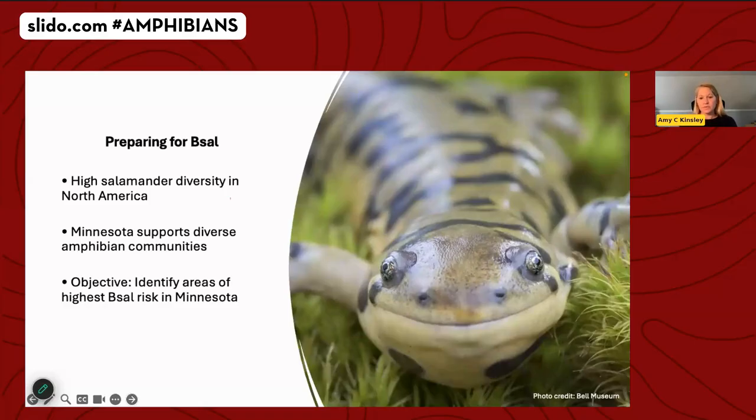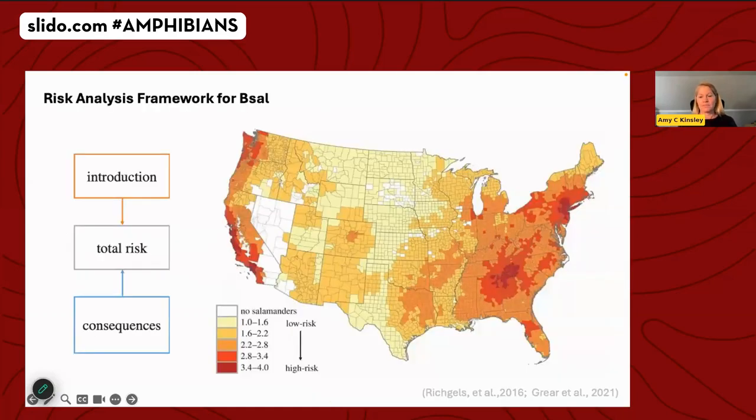So because of those reasons, our work was to identify the highest BSAL risk in Minnesota and then have some results that we can use for conversations around guiding surveillance and early detection efforts. Previous studies that have looked at BSAL and the risk of its introduction into the United States have combined the likelihood of a pathogen's introduction with those consequences if it were to become established. And they combine those to what they call this total or overall risk.